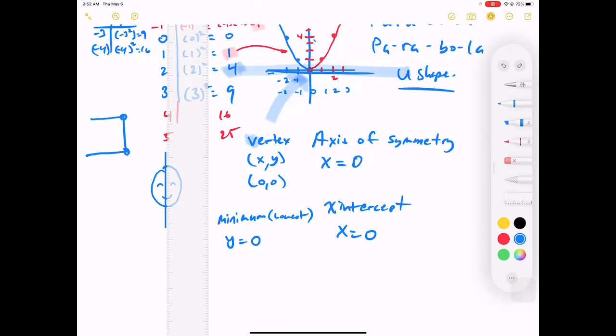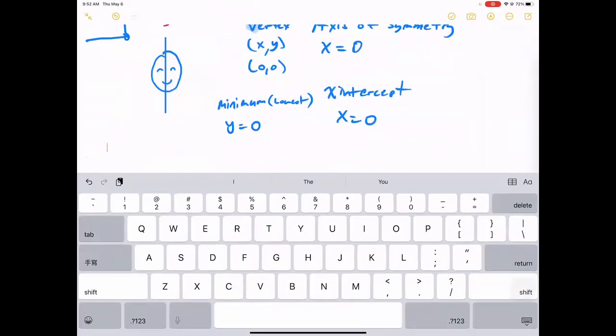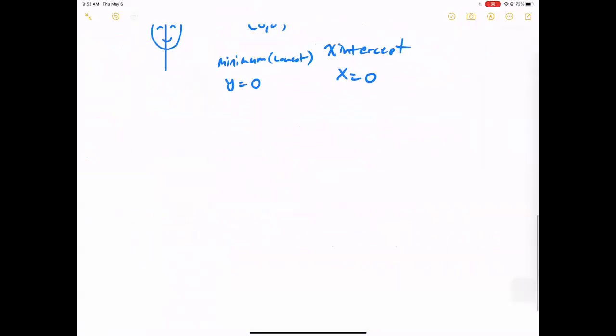These are our 4 words that we're going to be working on today, and that's what you will be practicing in your IXL. Tell me what the vertex is, the axis of symmetry, what the minimum, the lowest value is, and what the x-intercepts are. Now let's go back to the last problem that we first started this class with: y is equal to x squared plus 6x plus 8.